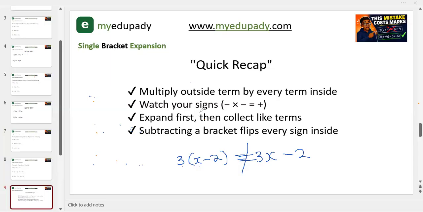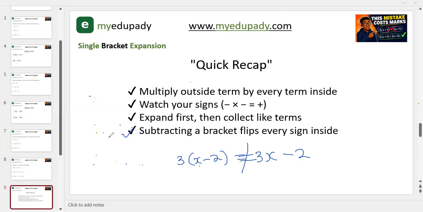Now, the second one is you have to be very careful of your sign. Like I mentioned, when you are multiplying two signs that are the same, you get a positive. When you multiply two signs that are different, you get a negative, right? And that is exactly what this fourth point is also buttressing, right?